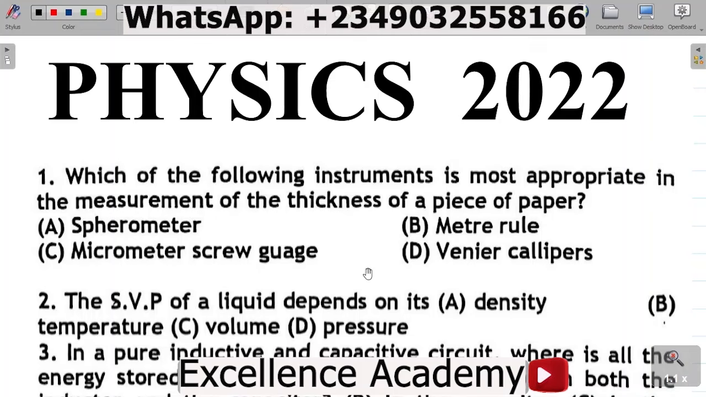In this video, I will be providing the solution to 2022 JAMB Physics examination questions. For this video, we'll look at question 1 to 10.